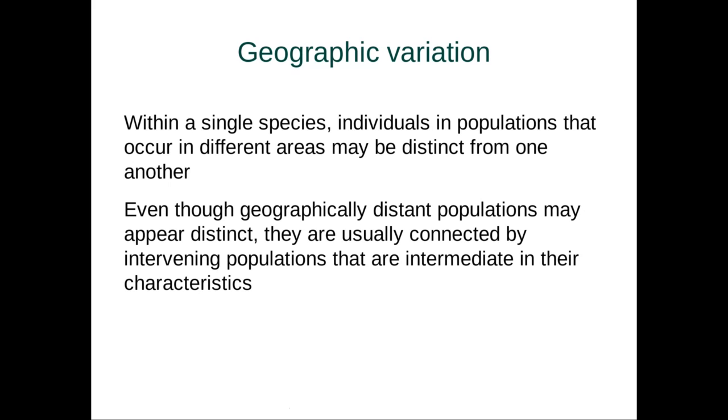Now, species have geographic variation, so within a given species, individuals within populations that occur in different areas may be distinct from one another. You could think of birds, for instance, pigeons. They look very different in the city, but when a pigeon lives in the suburbs or in a wild area, it comes to resemble more of a dove, right? Doves and pigeons are the same species, in different geographic areas, different phenotypically, which is pretty cool, right?